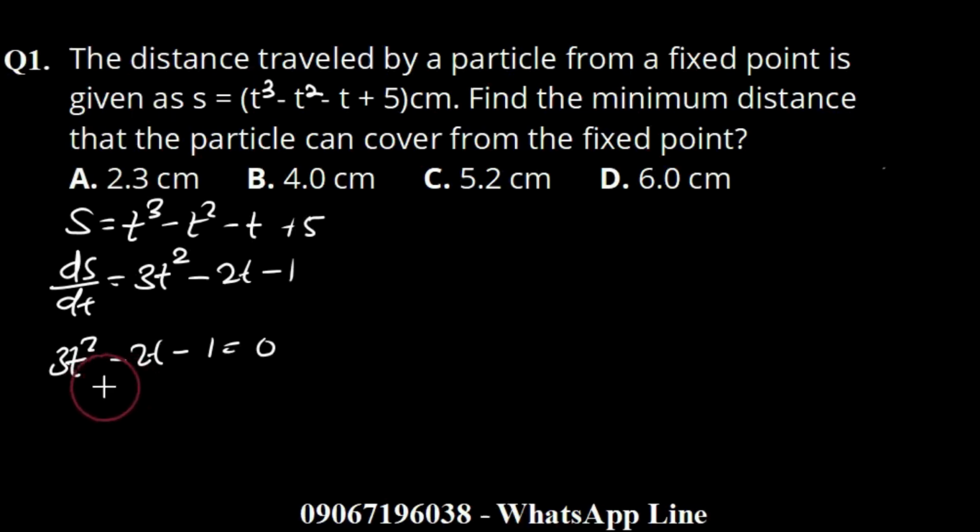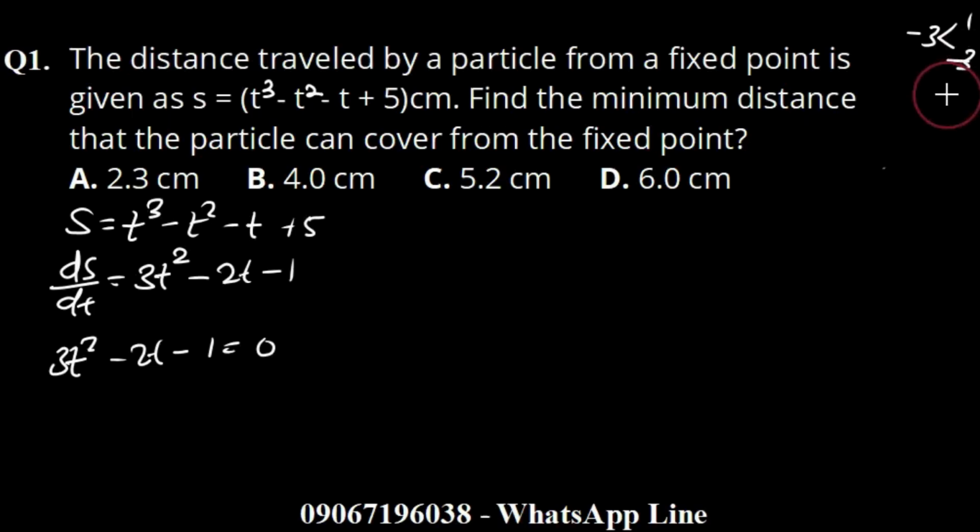We can solve this quadratic equation using either the completing the square method or the factorization method. We look for two numbers that multiply to give minus 3, so this is, let's say, 1 and 3, and we have a minus 1 and a 1 here.